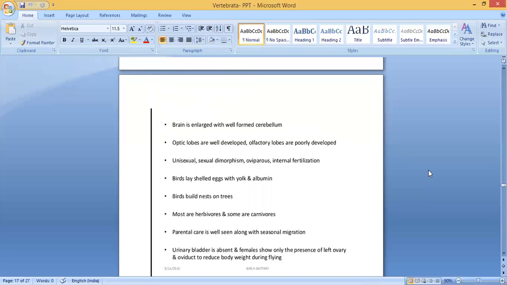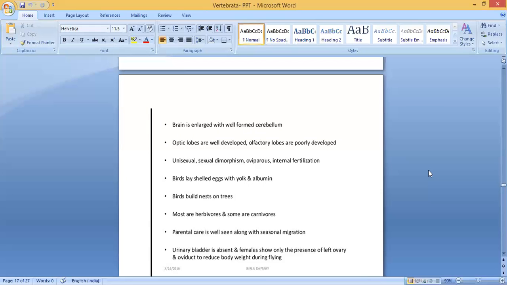They are called carnivores. Parental care is well seen along with seasonal migration. So in this group, you can see parental care. You can also see them migrating from one place to another. The birds are flying, moving from one place to another in groups. That is called migration. Sometimes for breeding season, they will be moving. Sometimes in search of food, they will be going. Sometimes because of weather changes or climatic conditions, they will be moving from one place to another.